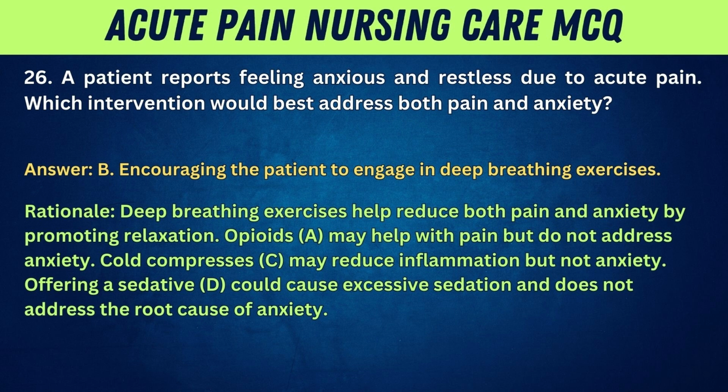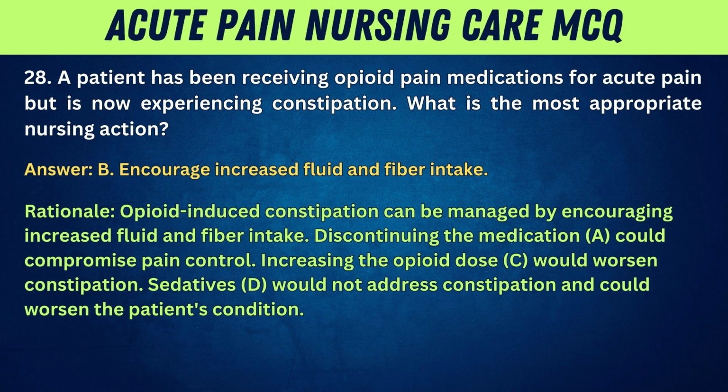28. A patient has been receiving opioid pain medications for acute pain, but is now experiencing constipation. What is the most appropriate nursing action? A. Discontinue the opioid medication immediately. B. Encourage increased fluid and fiber intake. C. Increase the opioid dose to relieve constipation. D. Administer a sedative to relax the patient's bowel muscles. Answer. B. Encourage increased fluid and fiber intake.